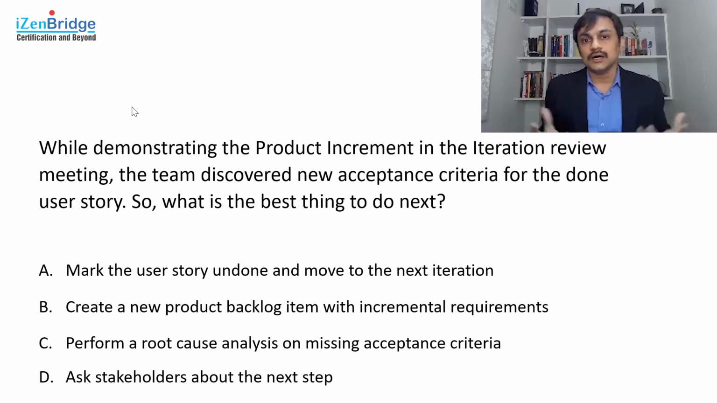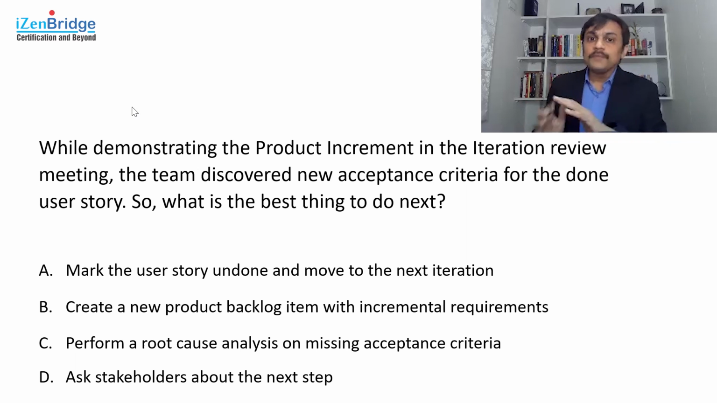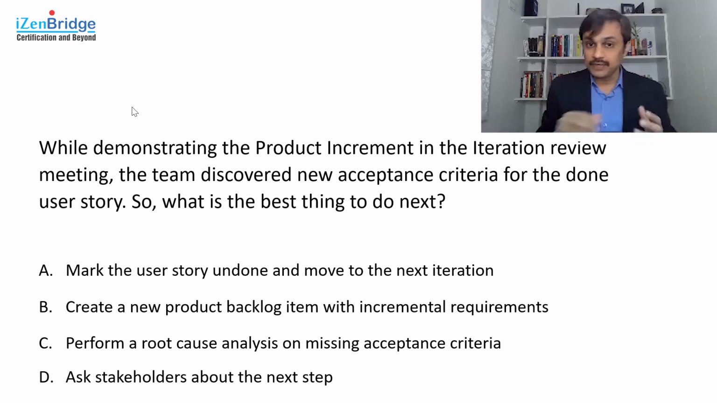If we keep opening those user stories just based on the feedback, we may never finish. We may never move forward. So it is not recommended to open that particular item. Rather, it is recommended to create a new item. That's what option B is talking about. So rather than opening the whole user story and saying it is not done, we better add the incremental work into a separate product backlog item, maybe a new user story, and move that story into the product backlog. That's the first part.